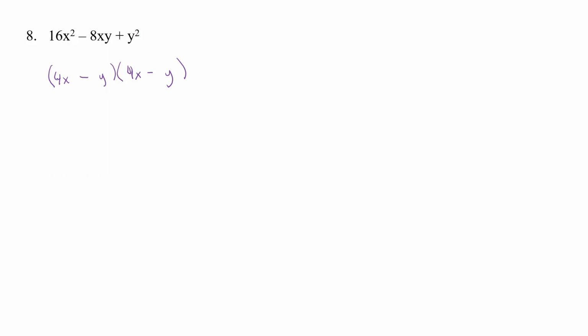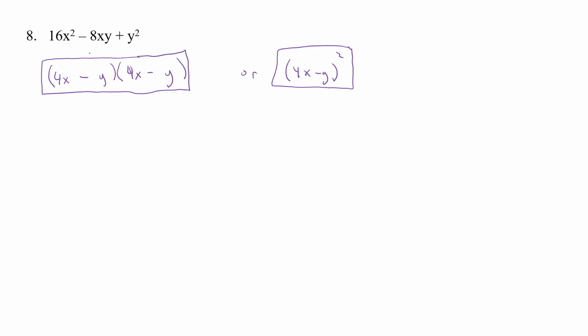Now let's check it. That's 16x squared, and we have minus 4xy, so it's minus 8xy plus y squared. And so we could say that's what it is, or it's just 4x minus y, the quantity squared. And that would be what we had if we had the perfect square trinomial directly, or if we did it by longhand and doing the trial and error method.